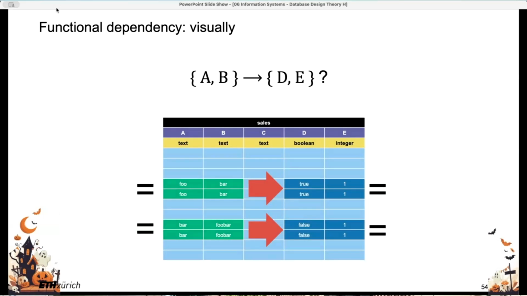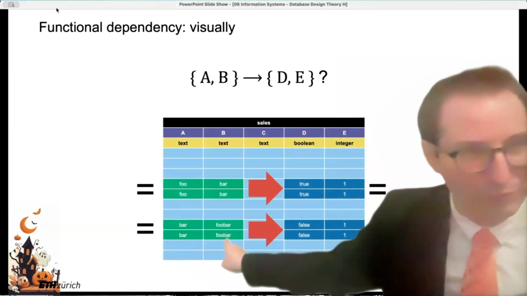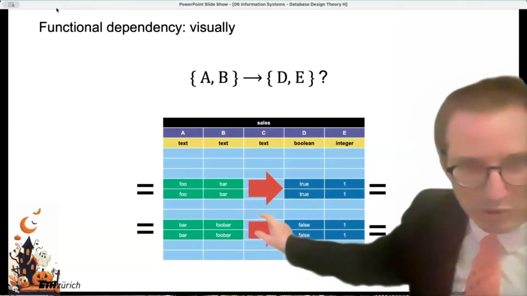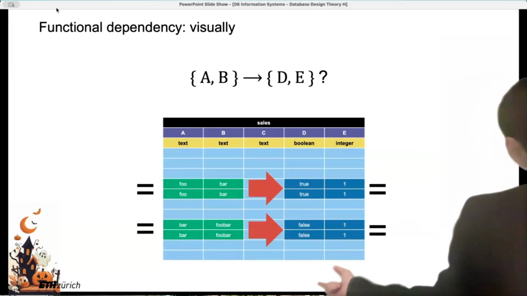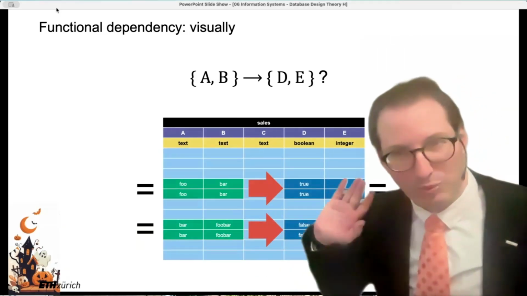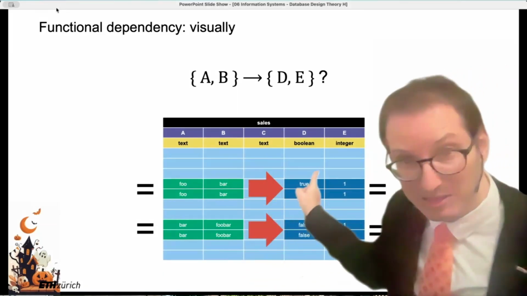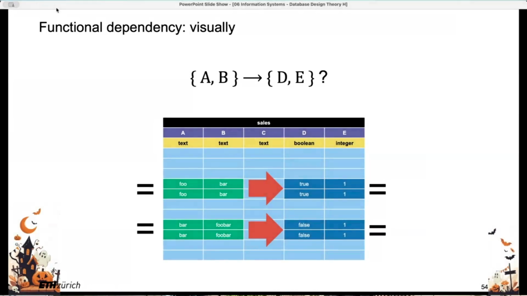Let me take another two tuples, another two records. Let's take this one. Do they match on foo bar? They do, right? These two records match on A and B. So we need to check if they also match on D and E, and that's the case, right? And so if that works for any tuples, whenever I find two tuples that match on A and B, then it's always the case that they also match on D and E. Then I can say that DE is functionally dependent on AB, right? Who now has more intuition, right? I might also say AB functionally determines DE, which is just to read it from the left to the right, but it's the same thing.